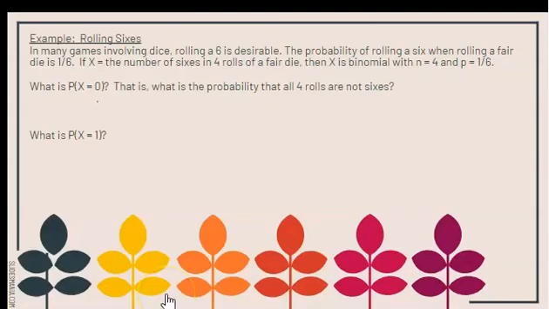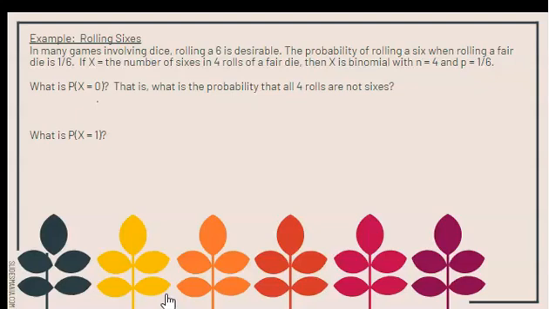Okay, so let's try one of these actually. In many games involving a die, rolling a 6 is desirable. The probability of rolling a 6 when rolling a fair die is 1 out of 6. If X is the number of 6s in 4 rolls of a die, then X is binomial with a number of trials of 4 and a probability of success of 1 out of 6.